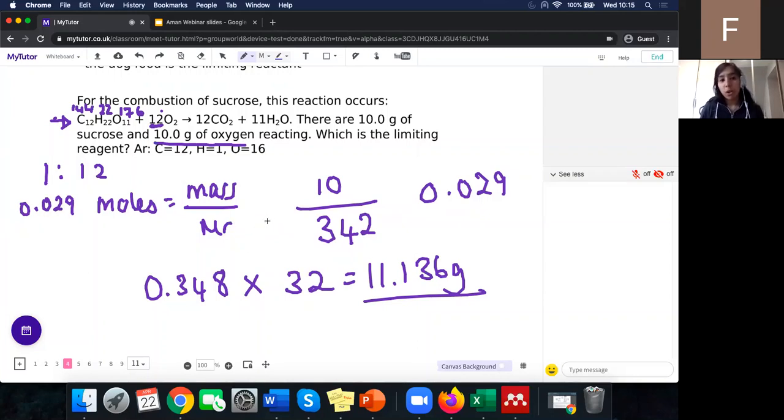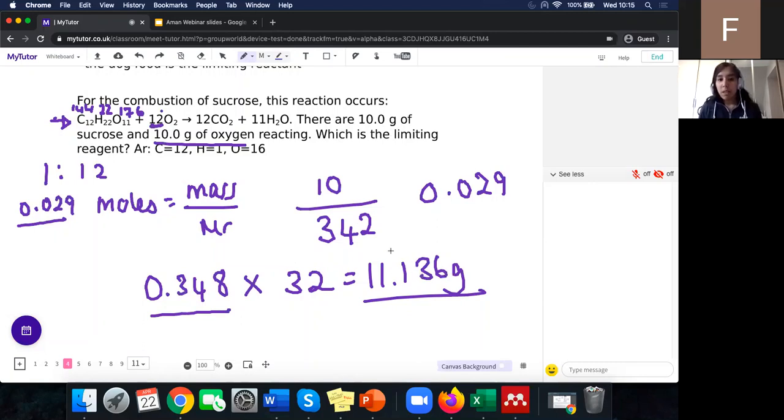So remember, I'm just going to go through that again. We had 10 grams of sucrose. So we calculated the number of moles of sucrose and we got 0.029. We then used that to calculate the number of moles of oxygen that would be reacting if we had 0.029 moles of sucrose, and that amounted to 0.348. Then we calculated the mass using that, so 0.348 times 32, and we got 11.136.